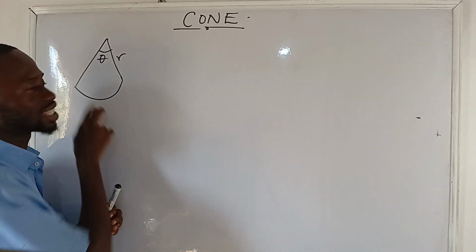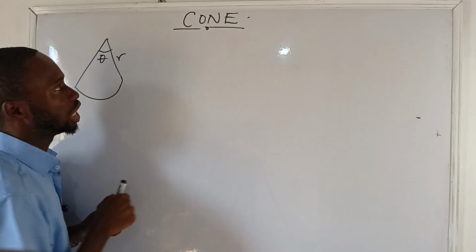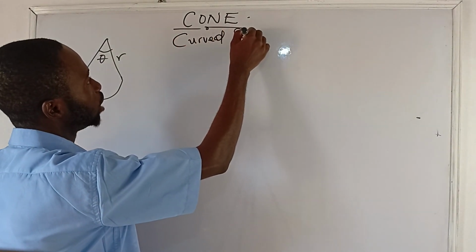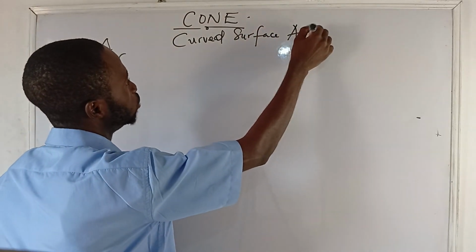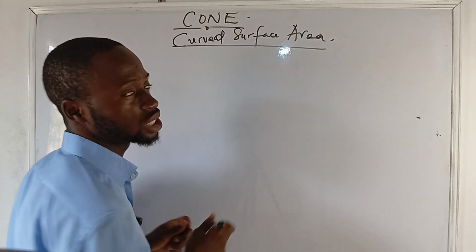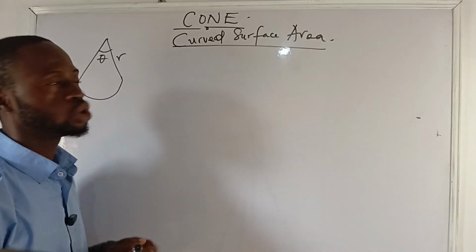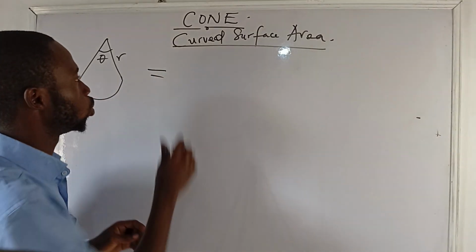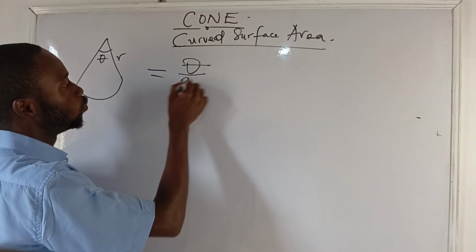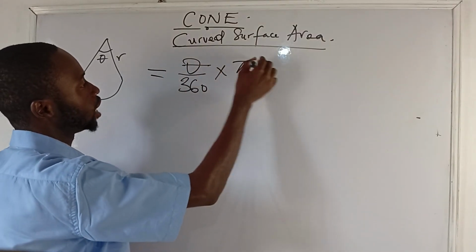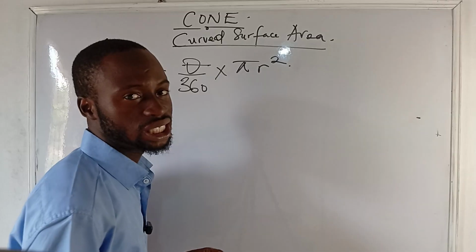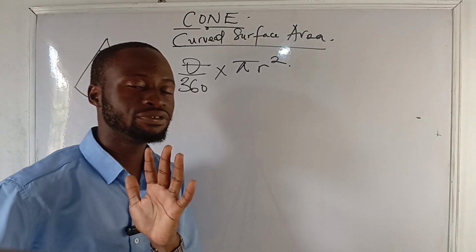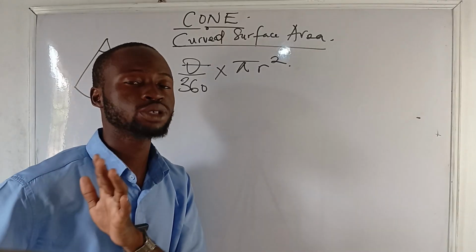Now, my goal is that if I can know the area of this sector, then I know the curved surface area of a cone, because when we talk about the curved surface area of a cone, we are basically talking about the area of this sector. So what is the area of a sector? Generally, the area of a sector is given by theta over 360 times pi r squared. Now, I want to derive the formula for the curved surface area.